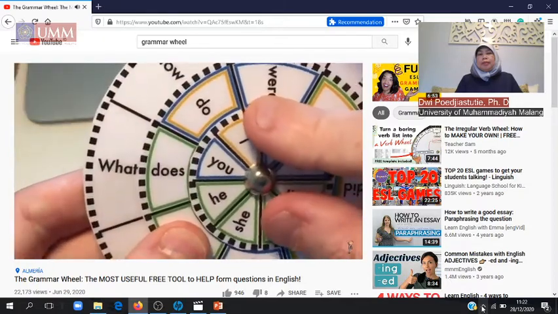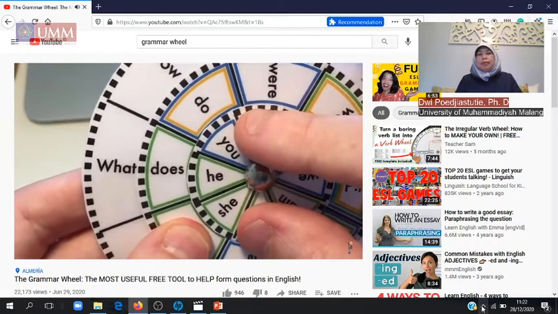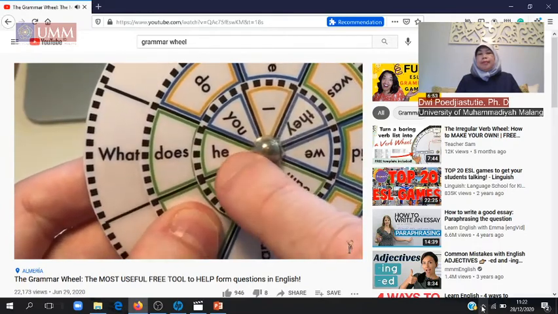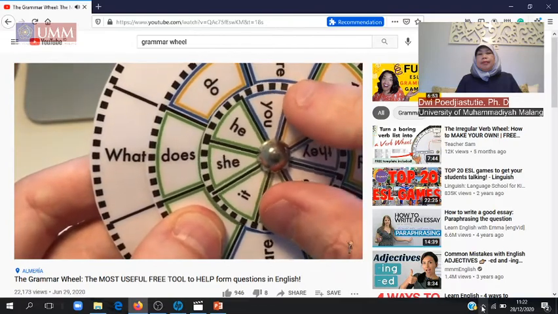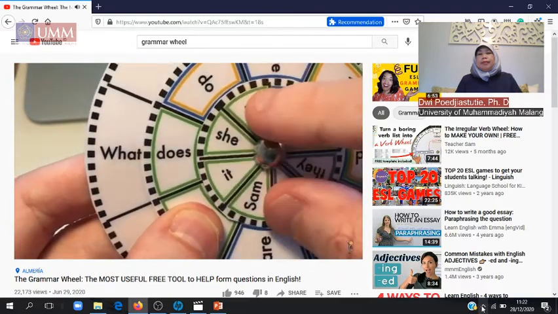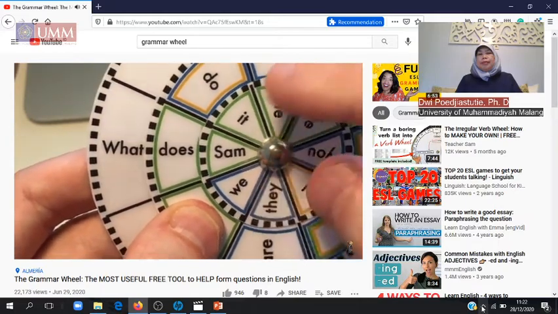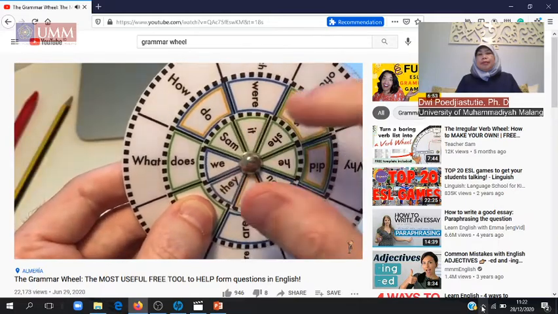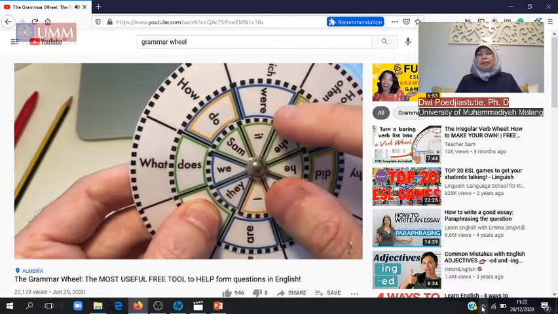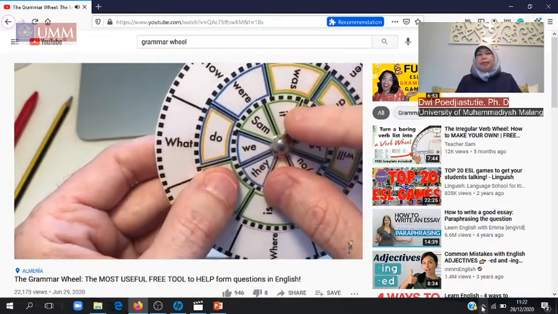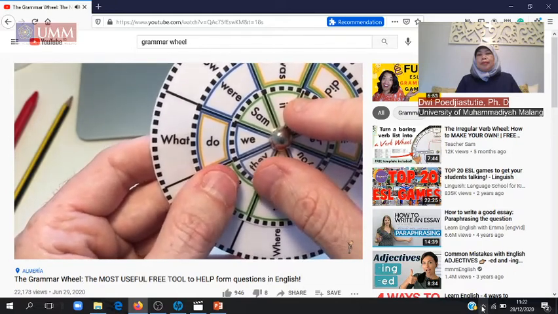If we rotate the wheel in the centre to get the correct question form, what does he? We can use what does she, what does it, and what does Sam. What does we is then invalid as the colours do not match. We have to use the blue colour, which gives us what do we.